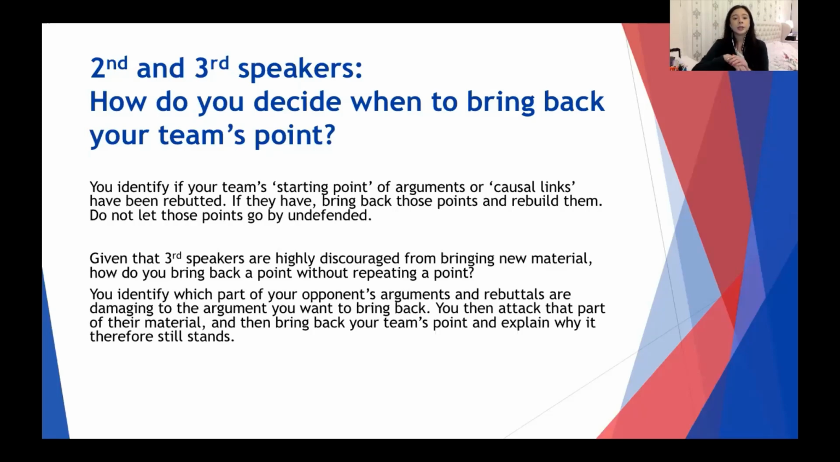I think a good way to do this is that you identify which part of your opponent's arguments and rebuttals are damaging to the argument you want to bring back, and then attack that particular material. So for example, you have point A that has been presented by your first or second speaker. Opponents come in and provide rebuttals to that. What you as a third speaker are doing is re-rebutting these points, right? You're rebutting those specific materials brought by your opponents that were meant to attack your teammates, and after you are done with that, then you bring back your teammates' points and go, this is exactly why my teammates' points still stand. So I think that's a good way of bringing back that point without sounding like you're merely repeating, but at the same time, you're still fulfilling your role as a responsive rebuttal speaker.